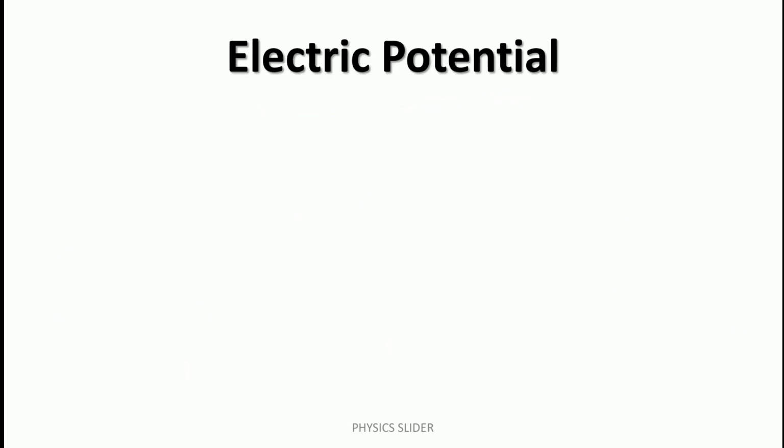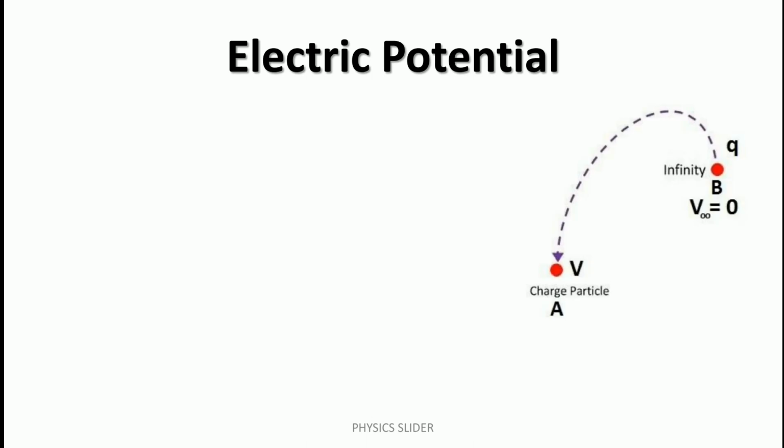Now let's talk about electric potential. What is this electric potential? Let's discuss. We have taken this point B to the infinity. At the infinity, the potential is 0. Now watch here, this point A. At the point A, there is a charged particle where the electric potential is just V. The electric potential at the point B is 0. The electric potential at the point A is V.